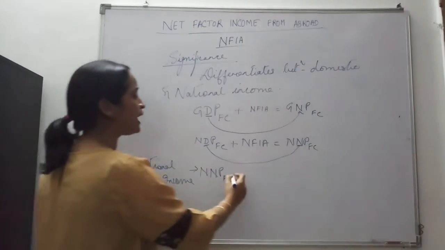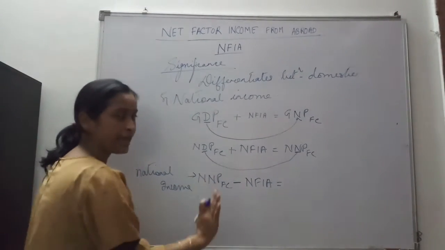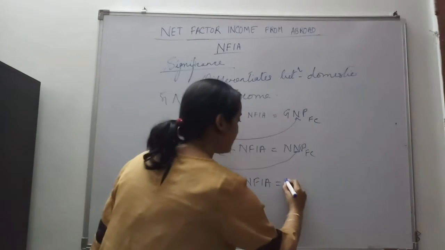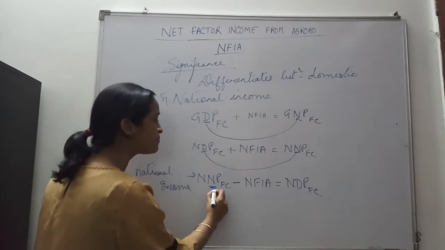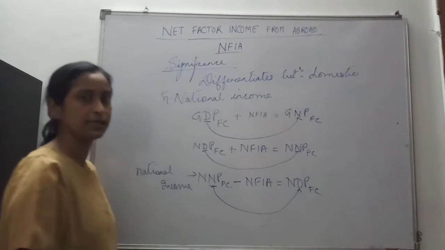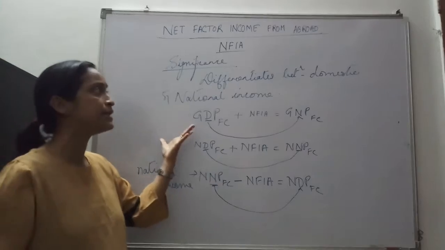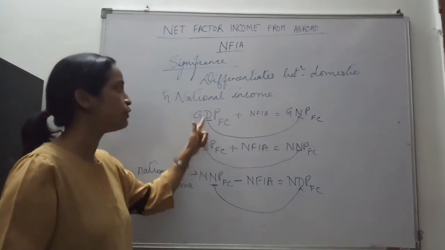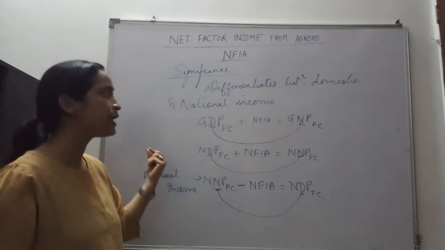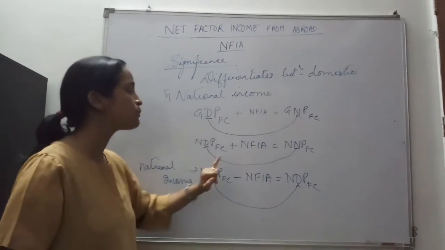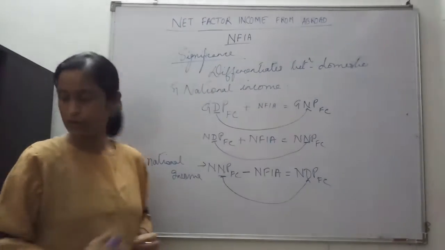Now from NNPFC, when we subtract NFIA, what will we get? We will get NDPFC. So when we subtract NFIA from national income, the national concept becomes a domestic concept. So in this way we see the significance of NFIA: it is important because it differentiates between domestic income and national income. To domestic income, if we add NFIA, we get national income. From national income, if we subtract NFIA, we get domestic income. So this is a very important part.